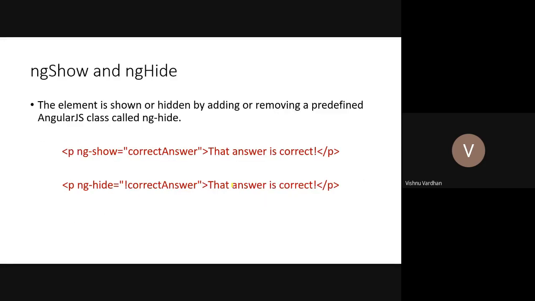Then ng show and ng hide. The element is shown or hidden by adding or removing the predefined AngularJS class called ng hide. So you can play some toggle effect here. The effect is like, if the answer is correct, then it is going to be shown as the correct answer, and if the answer is wrong, then it is going to be hidden.